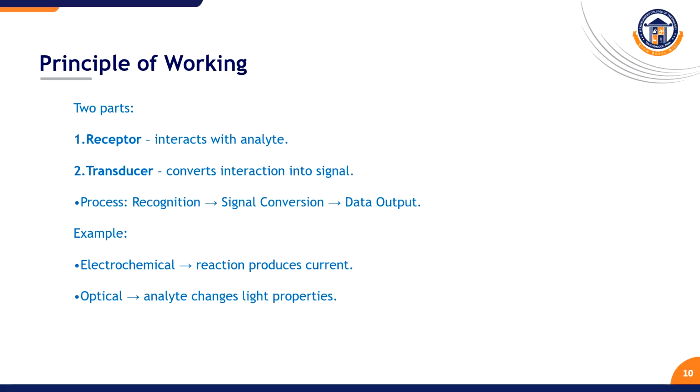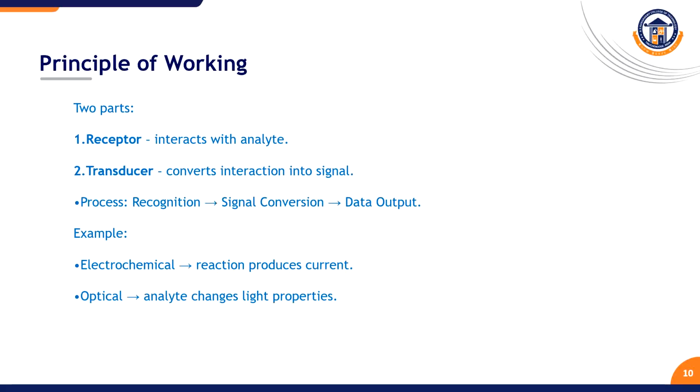How does it actually work? The chemical sensor has two major components: one is called the receptor, and the other is called the transducer. What is the role of the receptor? The receptor interacts with the analyte so that it produces a signal. That is converted by the transducer into a signal, and it is recognized as the data output.